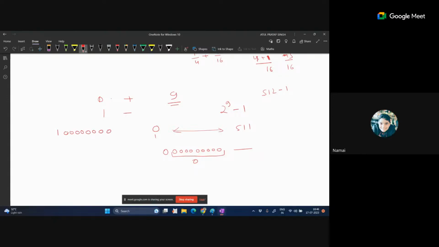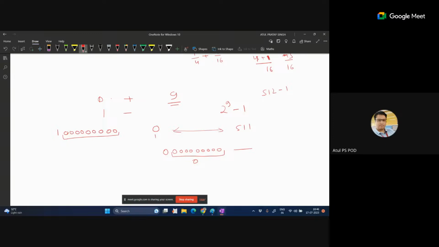Sir, my doubt here was that if we are allotting 0 in the positive range, then 2 raised to the power 9 minus 1 is justified. But for the negative range, where it starts from minus 1, shouldn't it be 2 raised to the power minus 9? No, that is for the 2's complement.